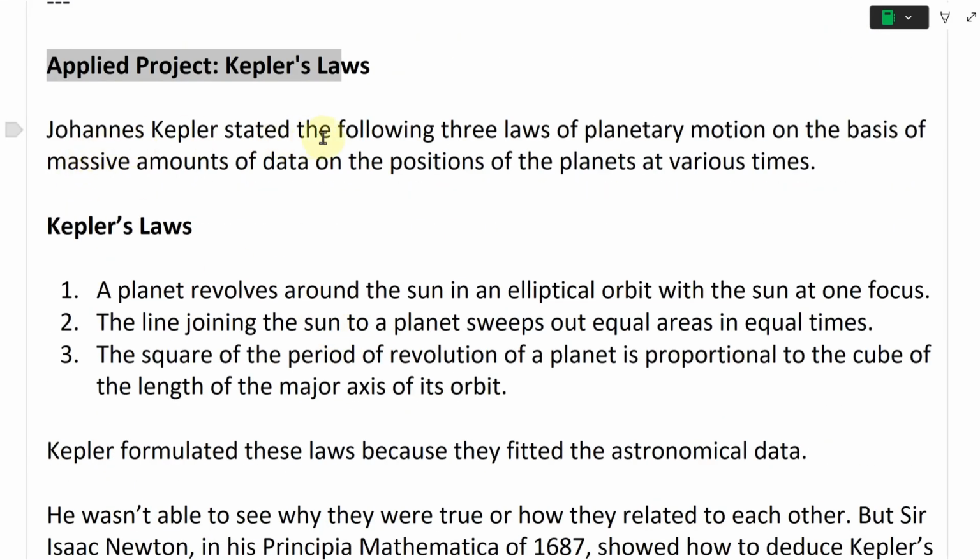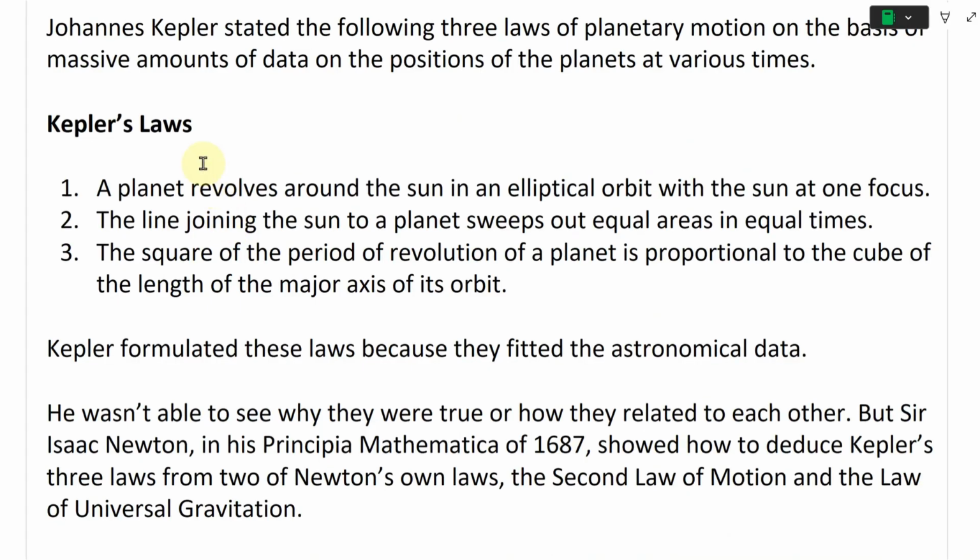Johannes Kepler stated the following three laws of planetary motion on the basis of massive amounts of data on the positions of the planets at various times. Kepler's laws. Law 1: a planet revolves around the sun in an elliptical orbit with the sun at one focus. Again, that's the one we just derived.